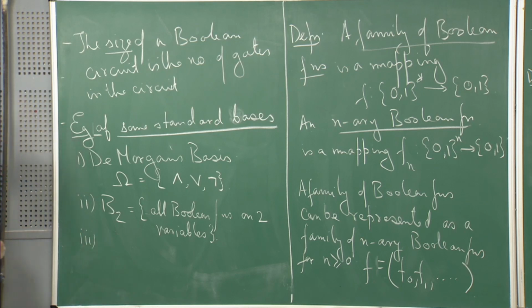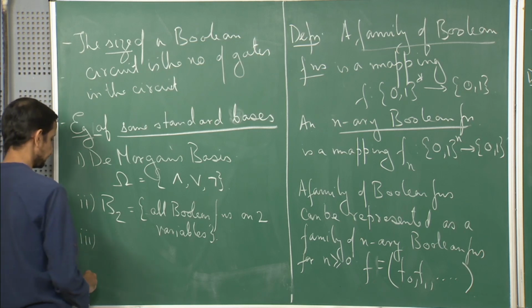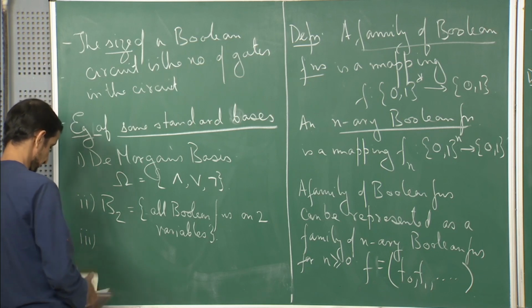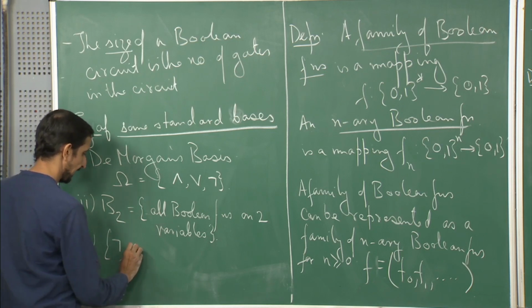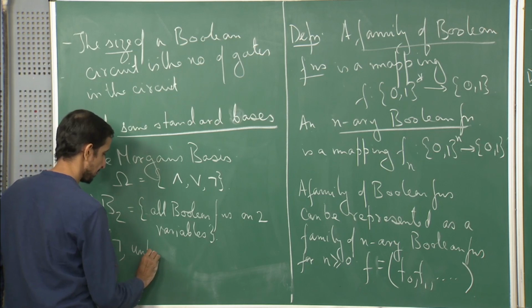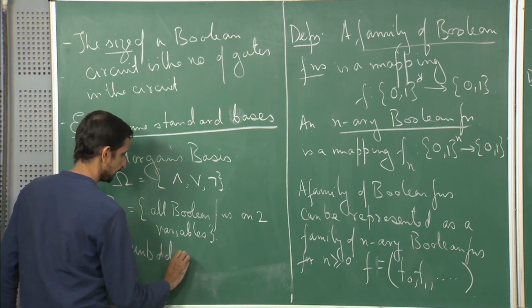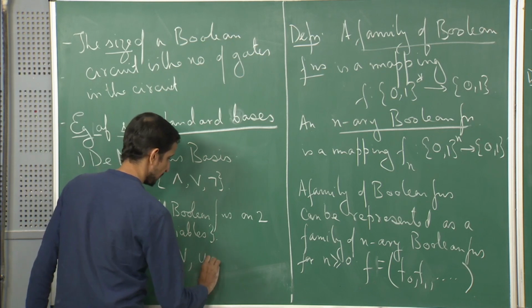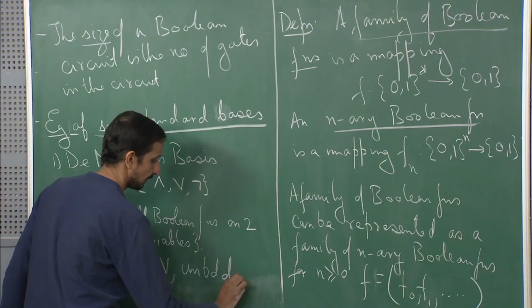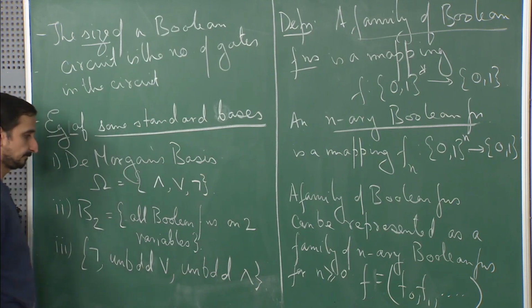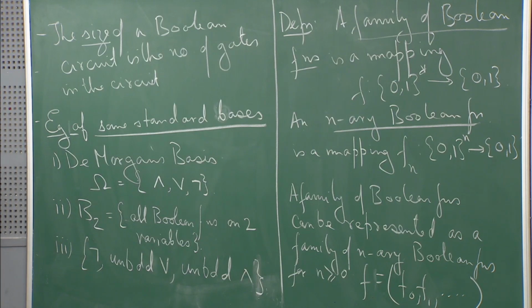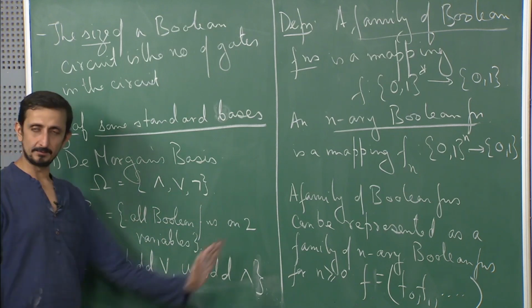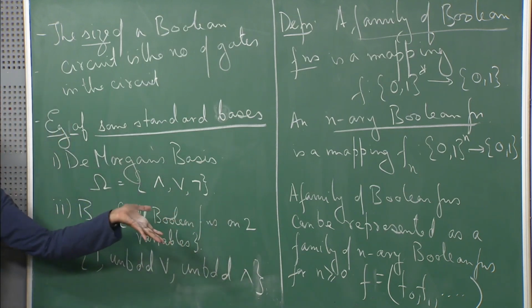Another very commonly used basis is the basis which doesn't have a name. We have the NOT gate, and then we have unbounded OR and unbounded AND. Basically we have OR gates that can take an arbitrary number of inputs and AND gates that can take arbitrary number of inputs. The way they are defined is exactly the same.